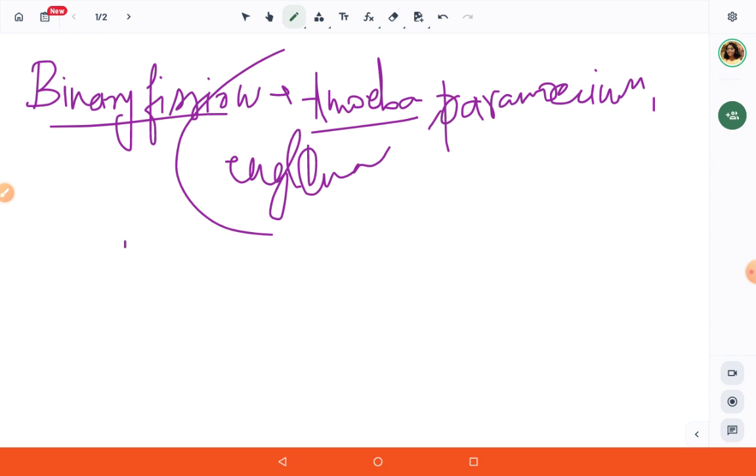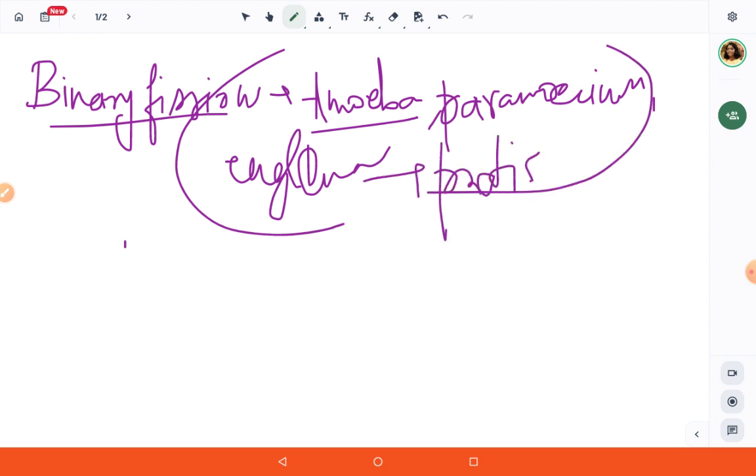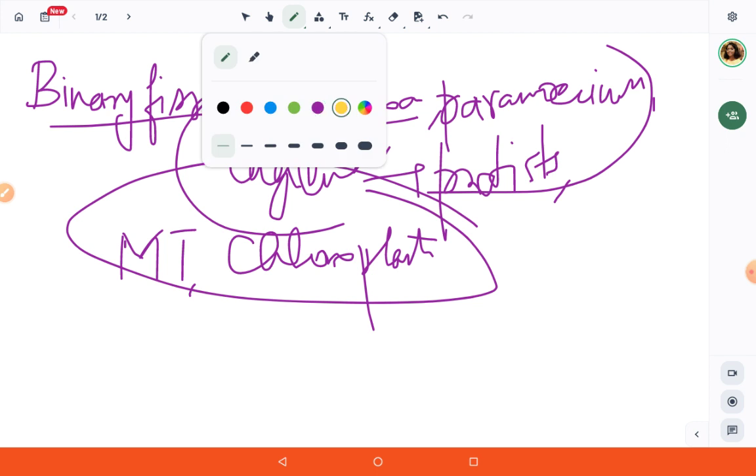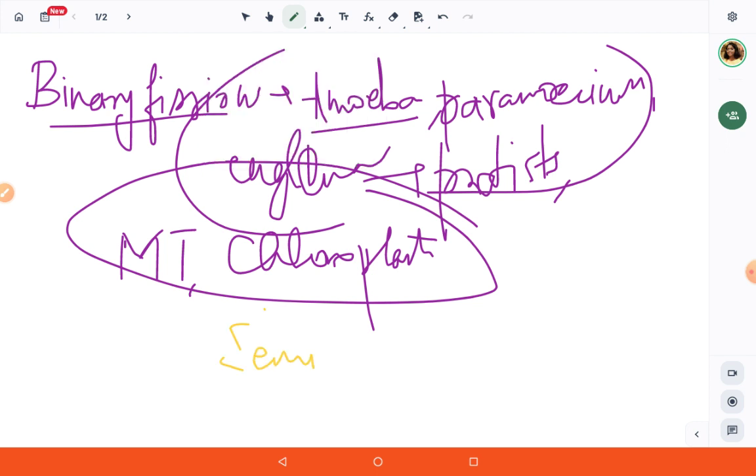What are all these? These are all altogether protists. In eukaryotic cells, we have mitochondria and chloroplast. Remember what these two are? These two are nothing but the semi-autonomous organelles. So these are also there.